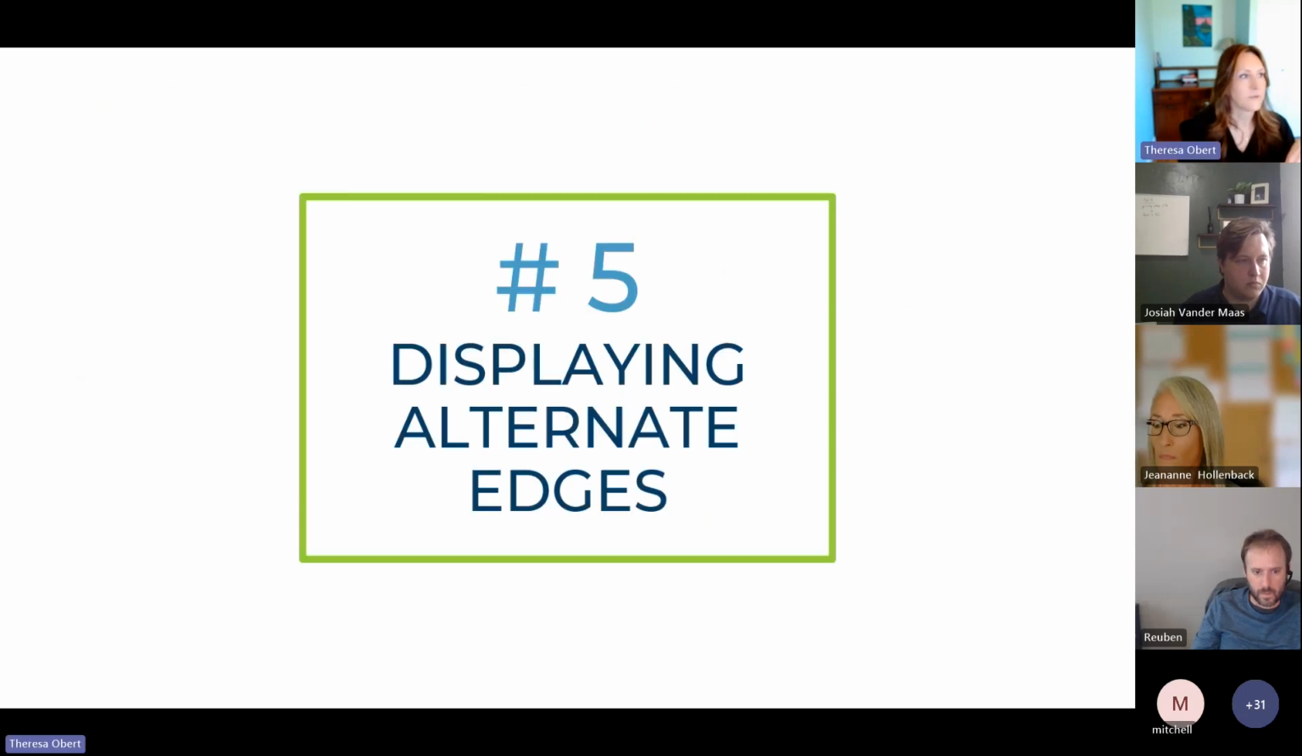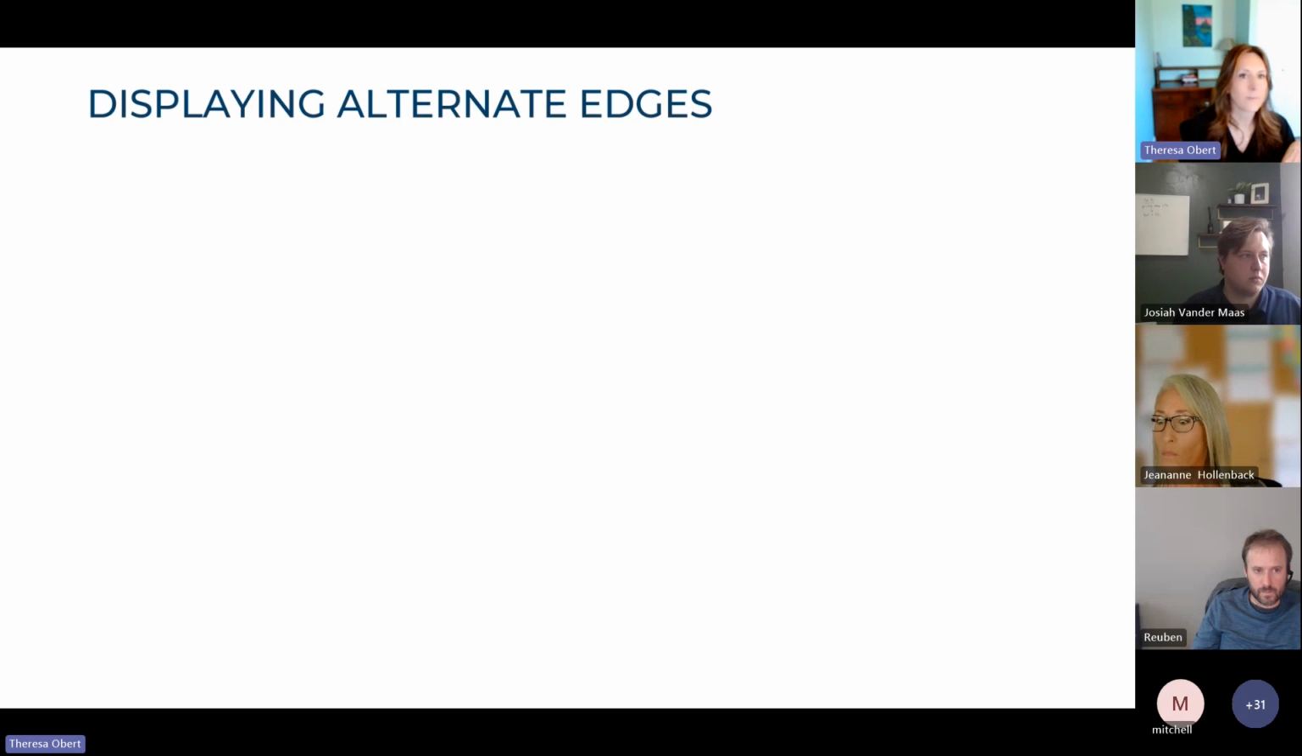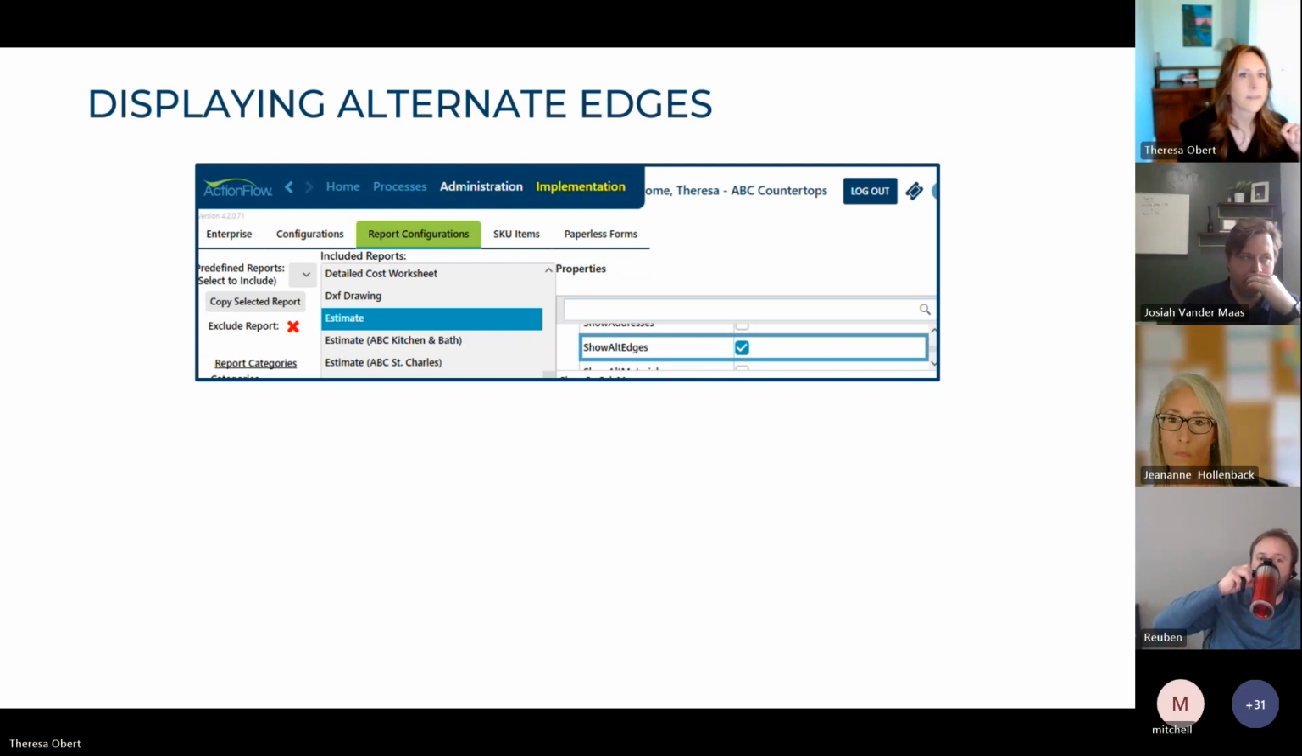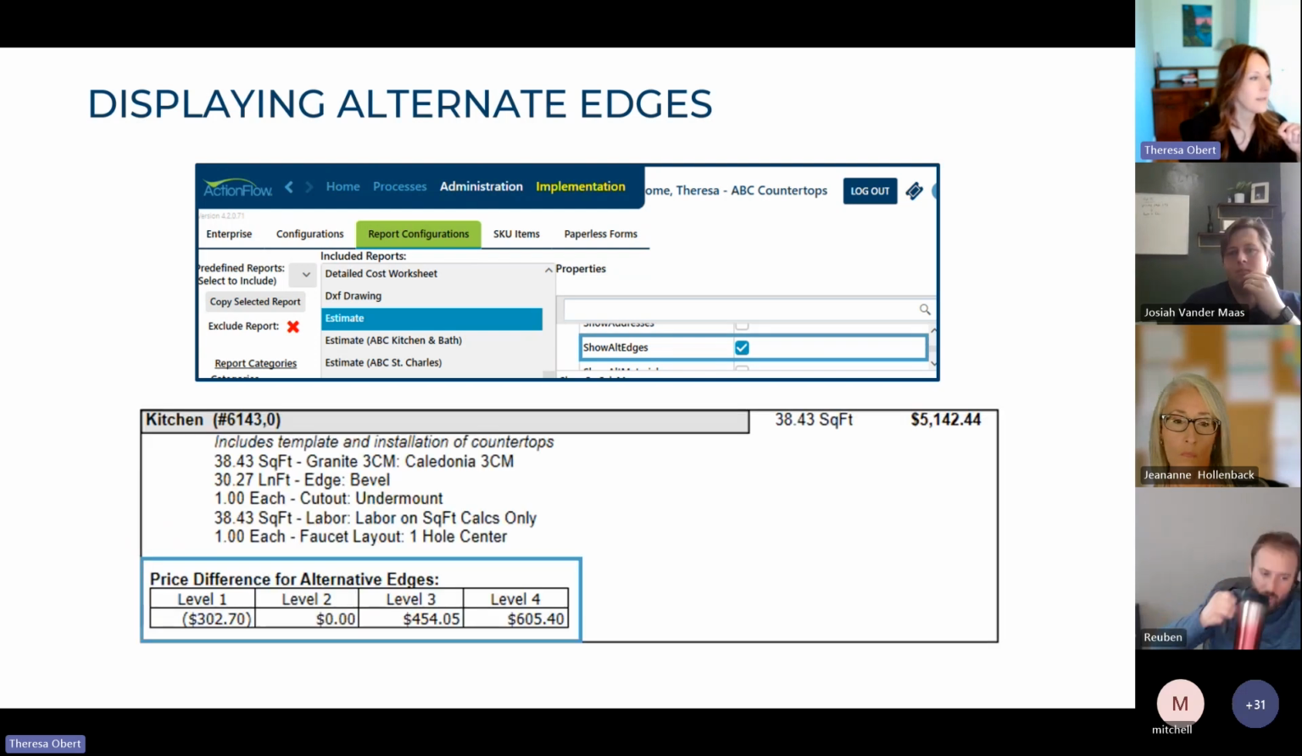All right, number 5, displaying the alternate edges. Edges work in a similar fashion as the materials. Again, you're going to need to categorize your edges within your calc type in order for this to work properly. But after you do that, you would check on the Show Alt Edges box here, and then it will be displayed in the grid like this on your estimate.